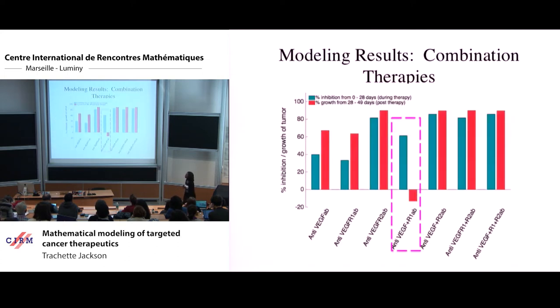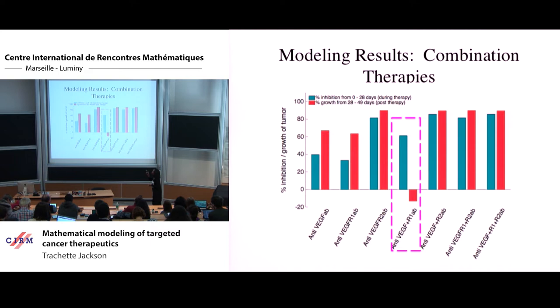So just to show these results in just another way, we wanted two features to occur from giving these therapies in combination. We wanted to inhibit the growth during the treatment phase, so during the first 28 days or 4 weeks, and we wanted the highest growth inhibition during that phase, and then we wanted also to inhibit the growth from post-therapy, right? So we wanted the smallest increase in the tumor after that treatment window.